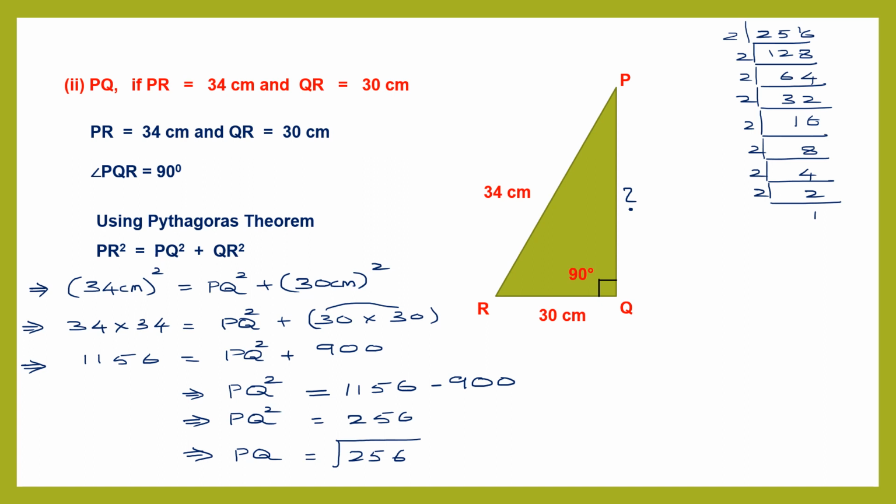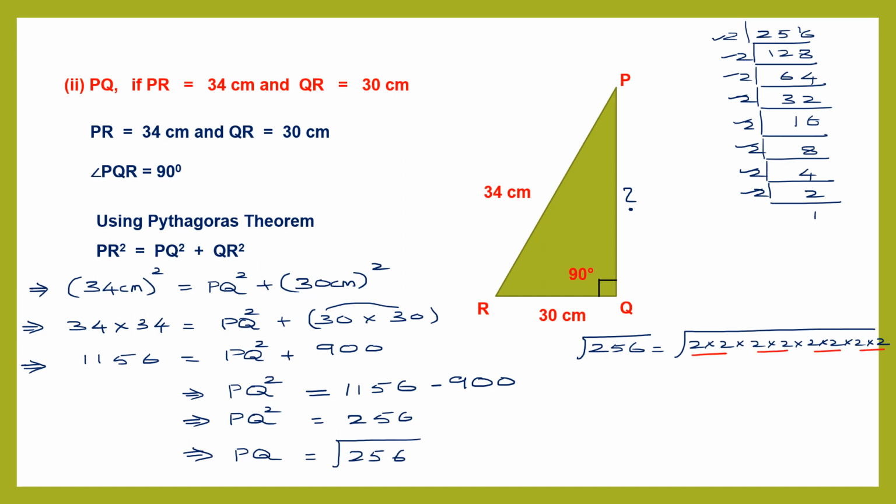Now we are going to find the square root of 256 by writing all the prime factors that we just found. Let's count how many 2's there are. 1, 2, 3, 4, 5, 6, 7, 8 2's. So let's write that: 1, 2, 3, 4, 5, 6, 7 and 8. Now we're going to pair them up. So there's one pair here, one more and one more pair.